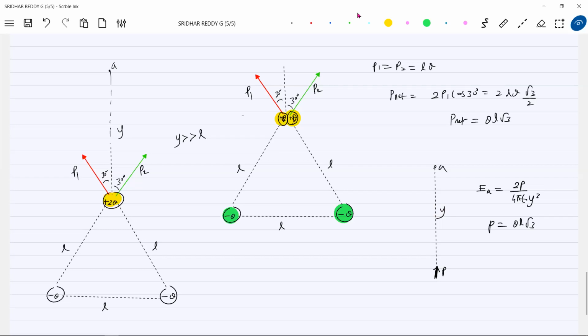Similarly, I want the field strength somewhere at this point. This will be on a bisector. Then this would be really troublesome. First, you have to calculate the field due to this positive charge, then due to the negative charge. Instead, what is the best thing? Draw a bisector, and you know that on the bisector, the field is P by 4 pi epsilon naught x cube.